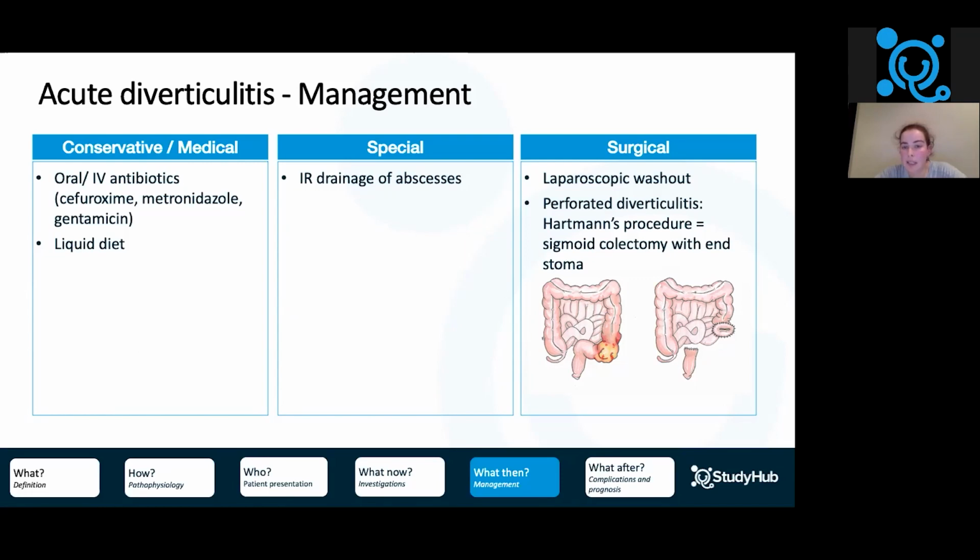If there's an abscess in the abdomen, we can pursue a radiologically guided drainage of this. And some patients who have quite severe acute diverticulitis or perforations may need surgery. So this might be a laparoscopic washout, or it might be a Hartmann's procedure, which you can see in the diagram, which is a sigmoid colectomy with an end colostomy.